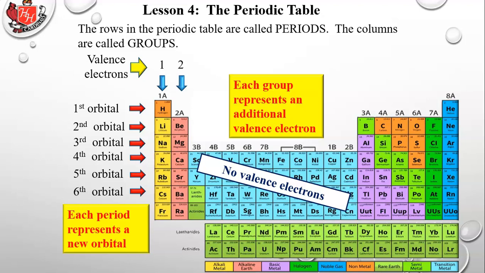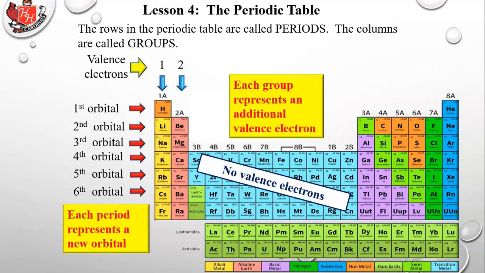For the alkaline earth metals, they each have 2 electrons in their outer orbital. Beryllium, Be, has 2 orbitals, and it has 2 electrons in that outer orbital. Magnesium, Mg, has 3 orbitals, and it has 2 electrons in its third orbital. Calcium, Ca, has 4 orbitals, and it has 2 electrons in the fourth orbital, and so on.